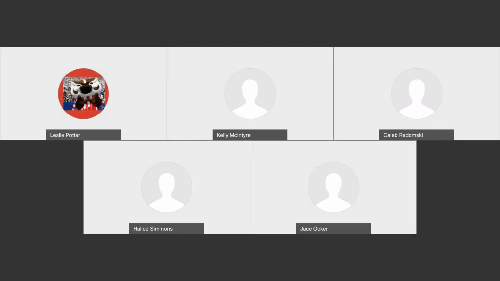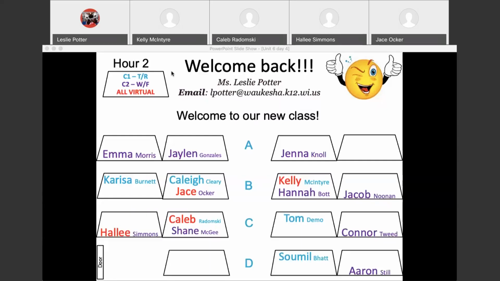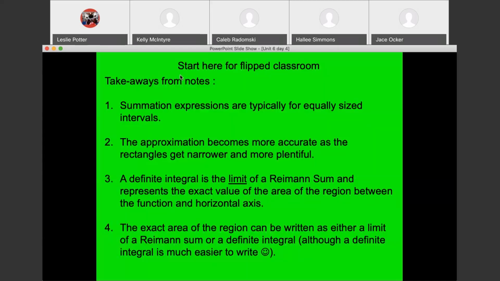There's the seating chart. Enough said. We will move on from the seating chart. There we go.